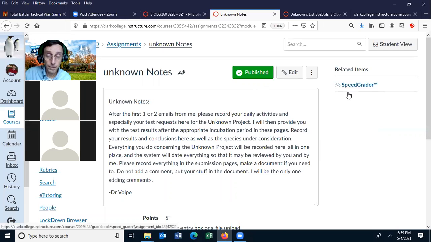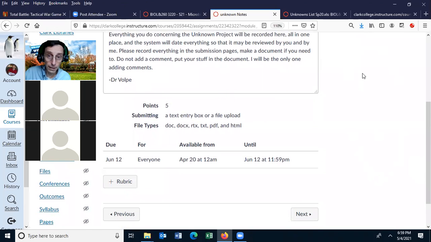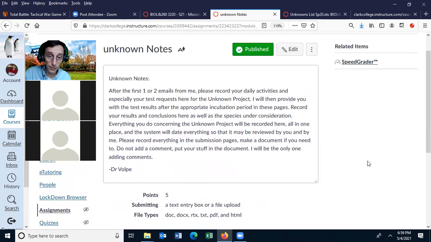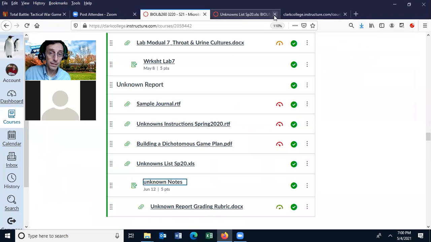Please submit all of that information in a document or paper. Do not put comments over here, because I'm going to be giving you comments. By the end of the term, you'll have a whole bunch of comments from me. So you are not supposed to write anything in the comments. Put yours as a document that you submit. Any questions about that? All right. I think that's it for the unknown project.